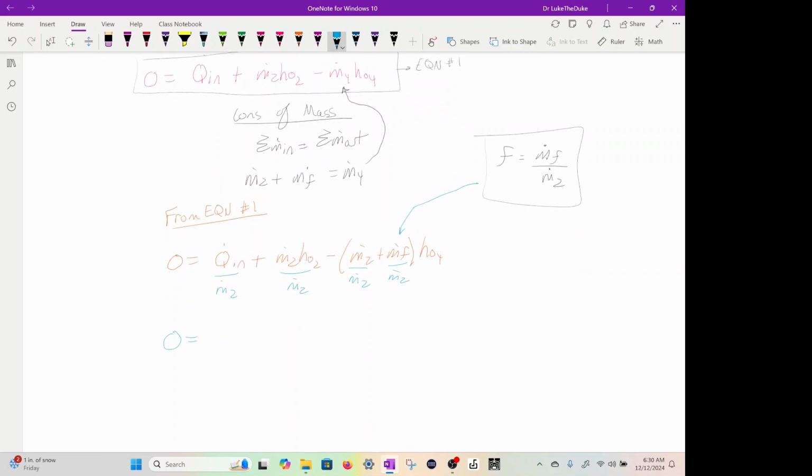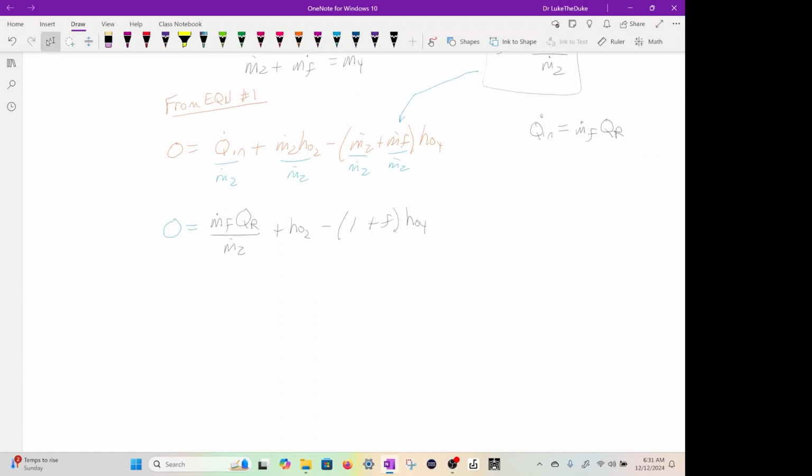So 0 equals, now we have Q dot in. Something else that we need to define is that it's equal to the mass flow rate of the fuel times QR, which is the heating value of the fuel. So we plug that in as well. So m dot f QR divided by m dot 2, plus h naught 2 minus 1 plus f times h naught 4. That is f QR plus h naught 2 minus 1 plus f h naught 4.